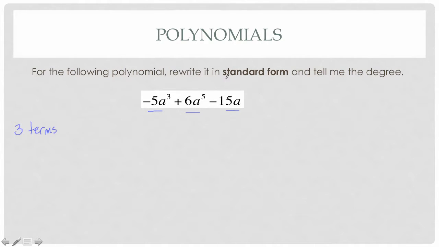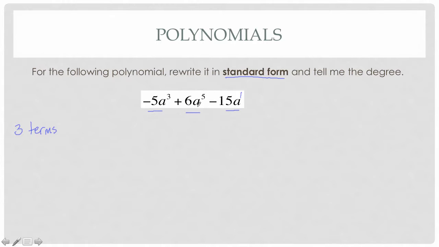I want to write it in standard form, which means I put the largest power first. So when I look at this term here, it's got a to the 3rd power. This term has a to the 5th power, and this term has a to the 1st power. I'm going to write a 1 there. So in standard form, I need to write the largest power term first.